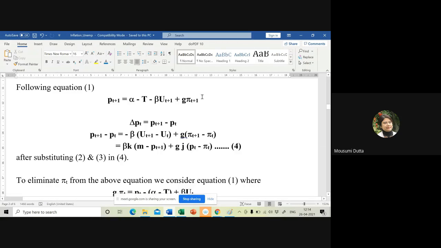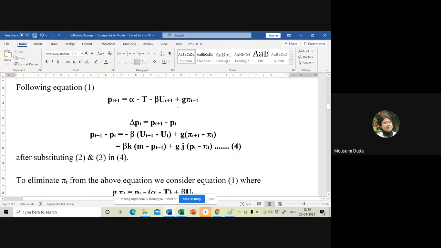So pt plus 1, please write down this is alpha minus t minus beta ut plus 1 plus g pi t plus 1. Okay. I am just advancing equation number 1 by 1 period. Then I'll consider delta pt, which is pt plus 1 minus pt. That is, I'll take the difference of equation number 1 from this equation. Okay. So pt plus 1 minus pt.